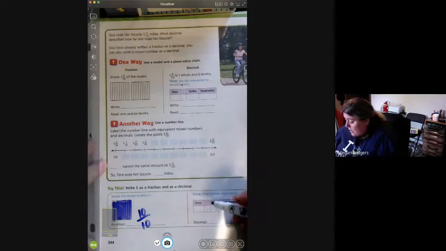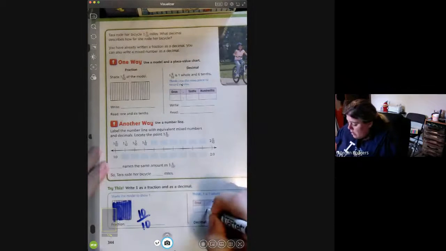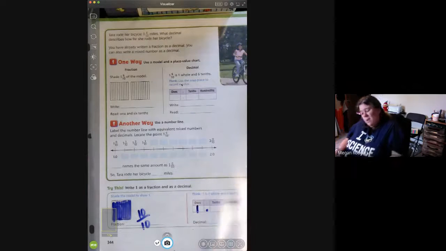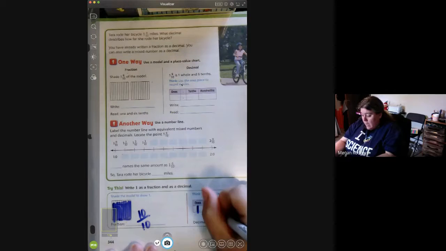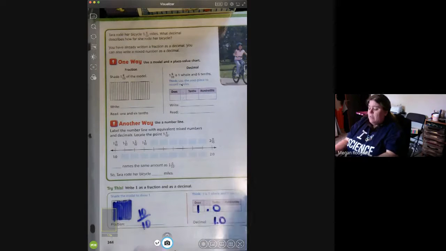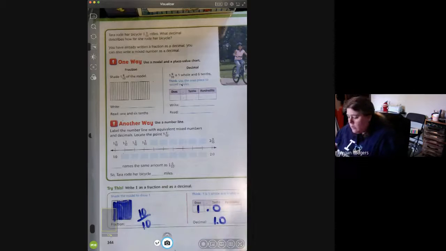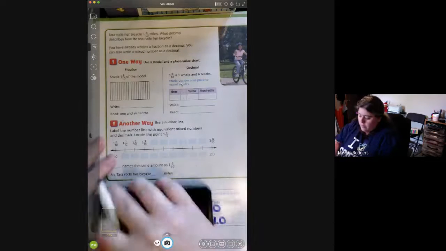Now, when I go to write the whole as a decimal, well, I know the 1 goes in the 1 column, but do I have any tenths or hundredths? No. So I can just put a 0 there. So when I want to write the decimal, I can just write it as 1.0. Again, normally, for the most part, we would just write that as a 1. We wouldn't try to get fancy.